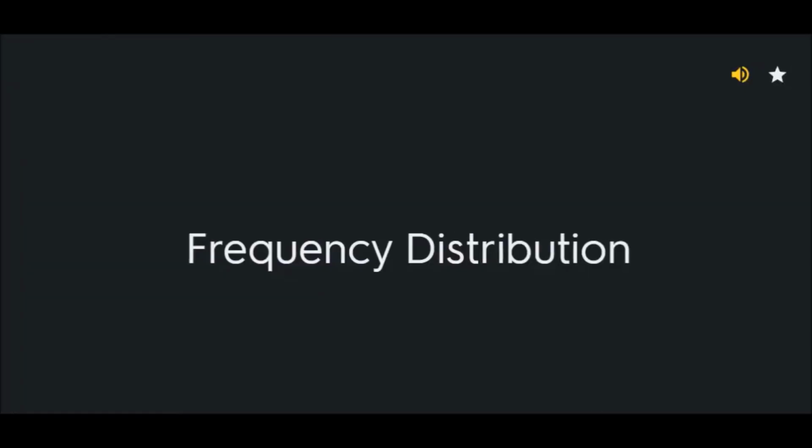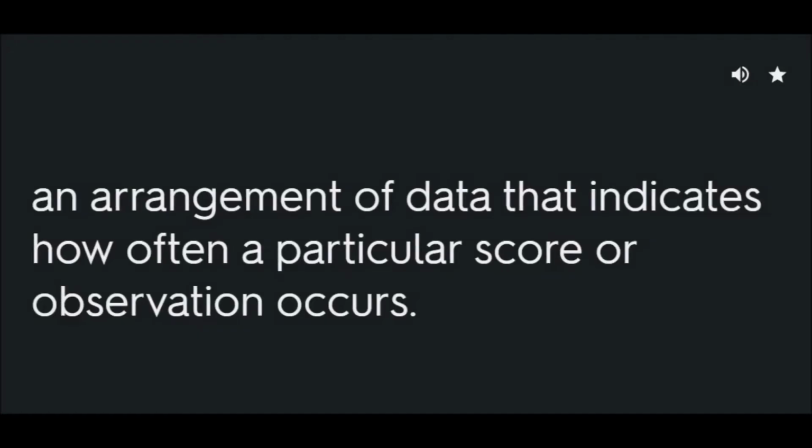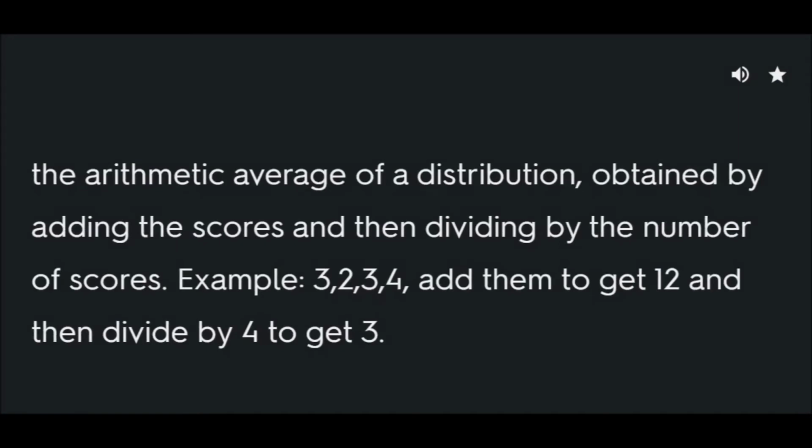Frequency distribution: an arrangement of data that indicates how often a particular score or observation occurs. Mean: the arithmetic average of a distribution obtained by adding the scores and then dividing by the number of scores. Example: 3, 2, 3, 4. Add them to get 12 and then divide by 4 to get 3.